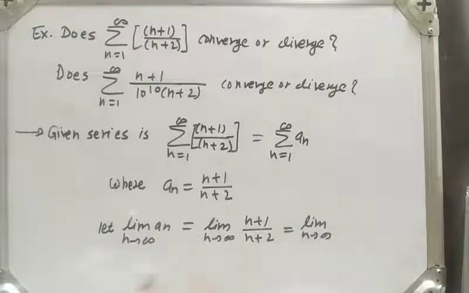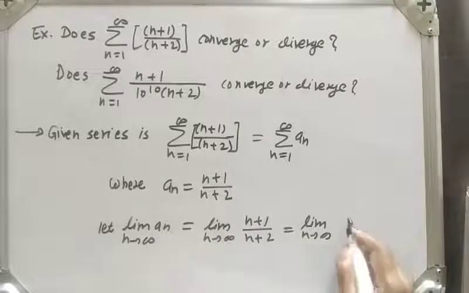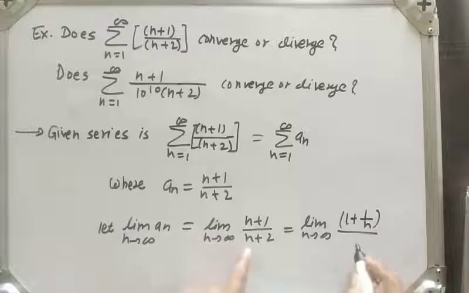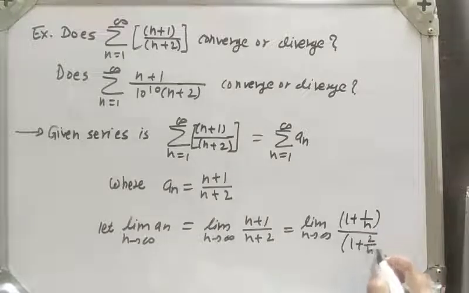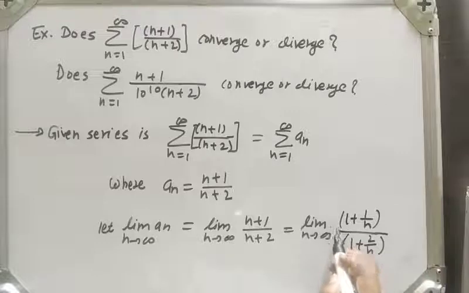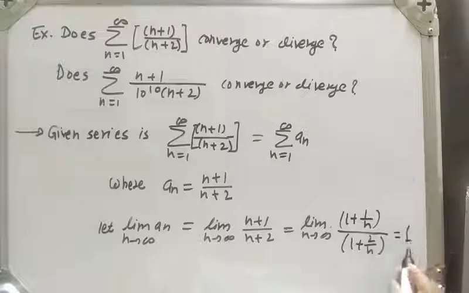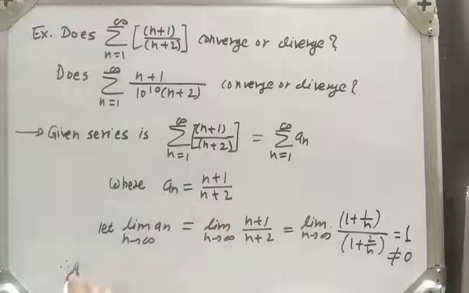That is, the limit as n tends to infinity. We can take n common here. There will be (1 plus 1 upon n) upon (1 plus 2 upon n), after taking n common. The n will get cancelled. Next, after applying the limit, what will it be? It will be 1. So we get the limit of an as n tends to infinity as 1, which is not equal to 0, a non-zero number. Therefore, by the necessary condition of convergence, this given series is divergent.